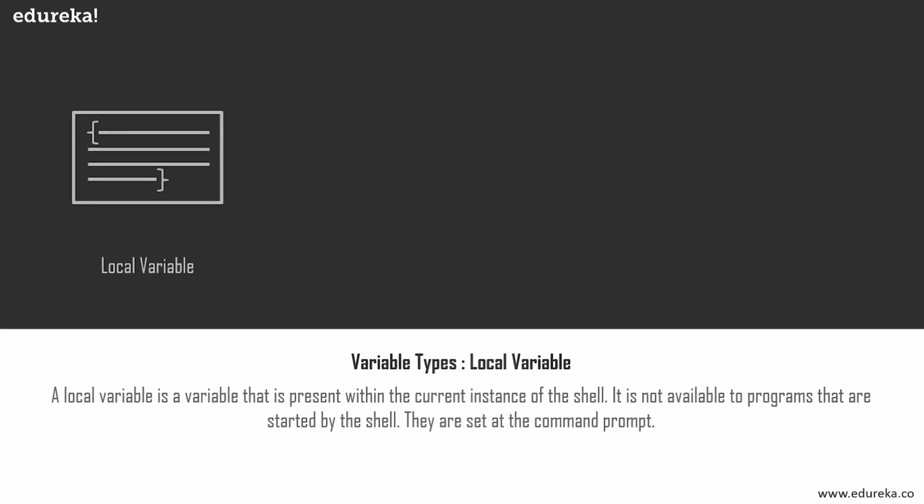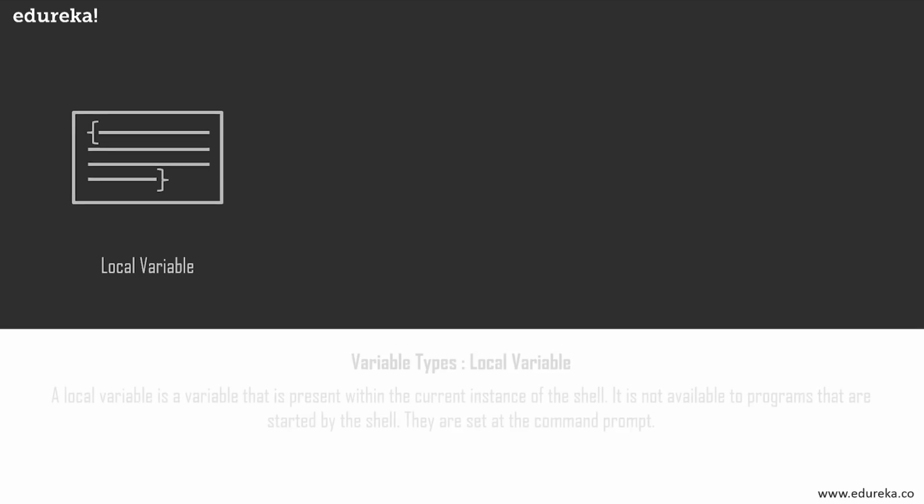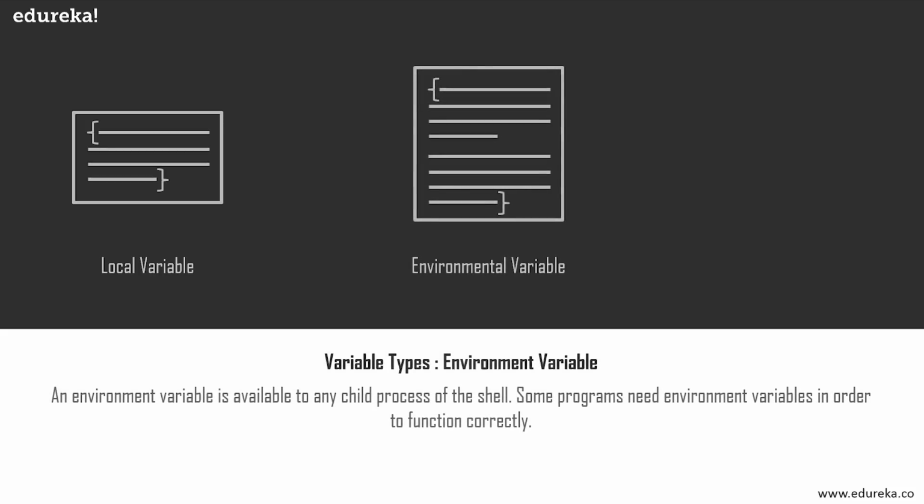Now, variables are of 3 kinds in the shell. You have your local variables, which, as the name suggests, is the variable that is present within the current instance of the shell. It is not available to programs that are started by the shell, and they are set at the command prompt.